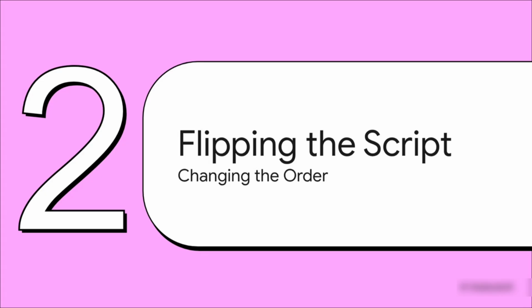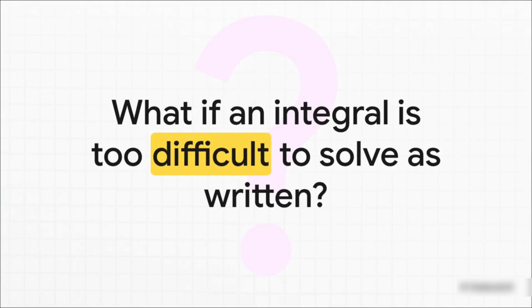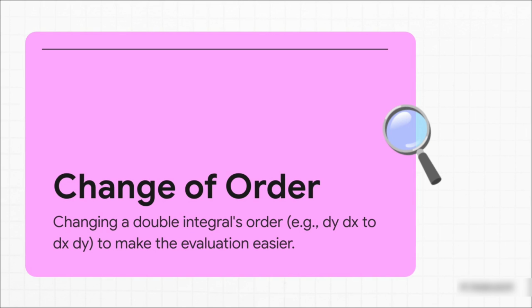Okay, now that we've got that down, let's add a seriously powerful new tool to our belt: changing the order of integration. So picture this. You set up your integral perfectly, you follow all the rules, and then you look at it and just go, uh-oh, the function you're supposed to integrate is an absolute monster. Maybe it's even impossible. Are you just stuck? Nope, not even close. This is where you can literally flip the script.